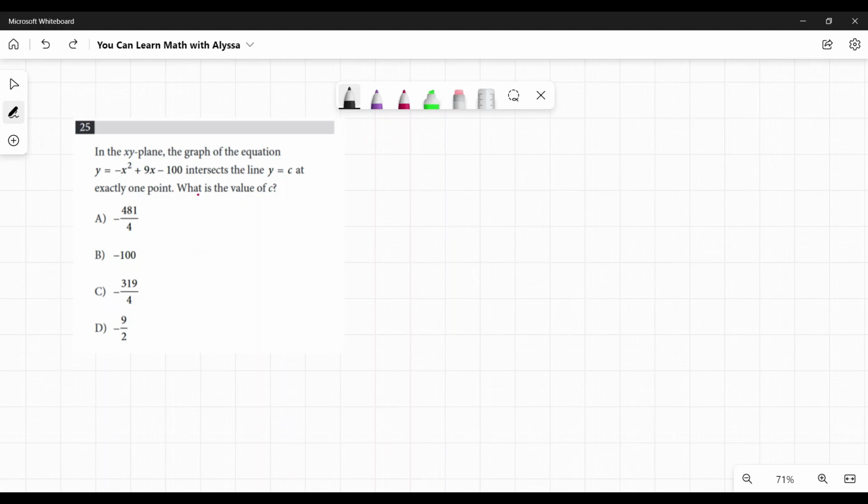Okay, first off, negative x squared, this is a parabola. Negative means it's going upside down. It's opening down. So I don't know where it is yet, but I know this about it. Now there's a line that's going to intersect it at 1 point. Where can a line intersect this at 1 point?